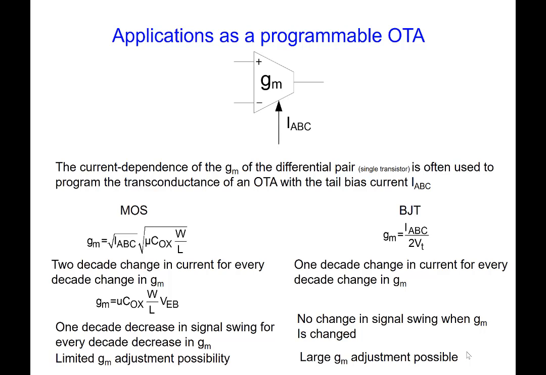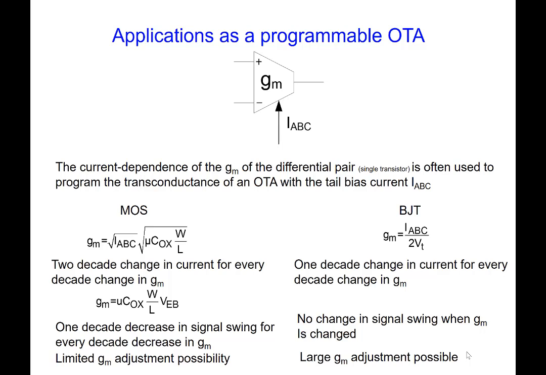A bipolar device, the signal swing was only a function of VT. It was not a function of GM. So there's no change in signal swing when GM is changed. So the bipolar device might start out with a lower signal swing. The signal swing is comparable to VT, 25 millivolts. But after you do a little over a decade adjustment with the MOS device, your signal swing in that MOS device is already going to be less than the bipolar device.